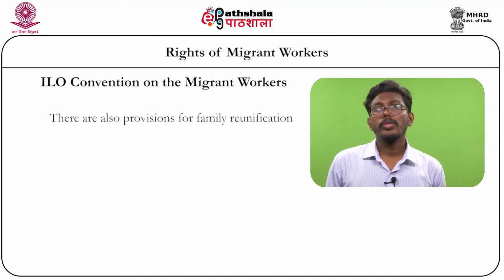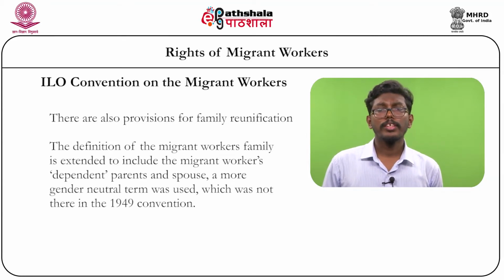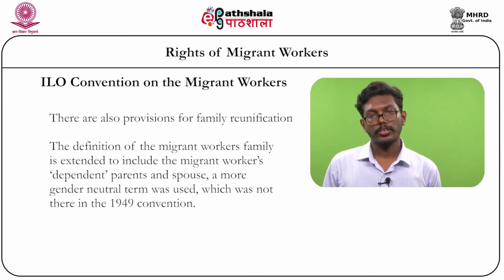There are also provisions in the convention for family reunification, and the definition given for the migrant worker's family is extended to dependent parents, and it used the word spouse, which is a more general, neutral term which was not used in the 1949 convention. The language of human rights is not clearly and substantially used, though the 1975 convention speaks about human rights irrespective of immigration status.